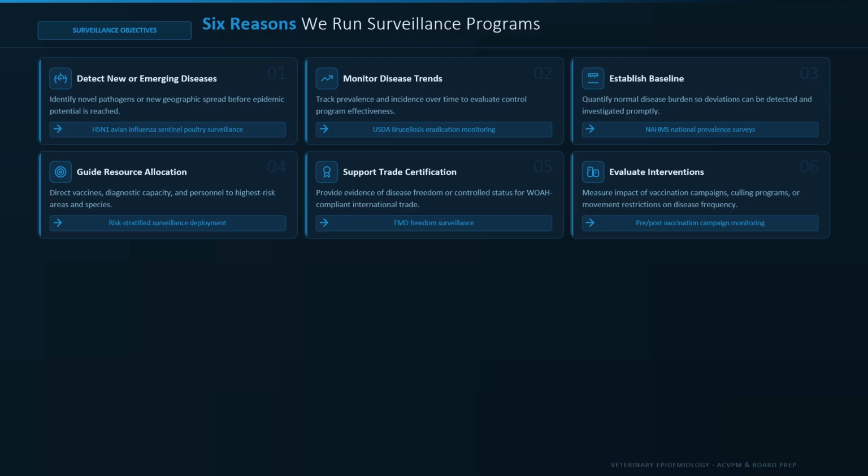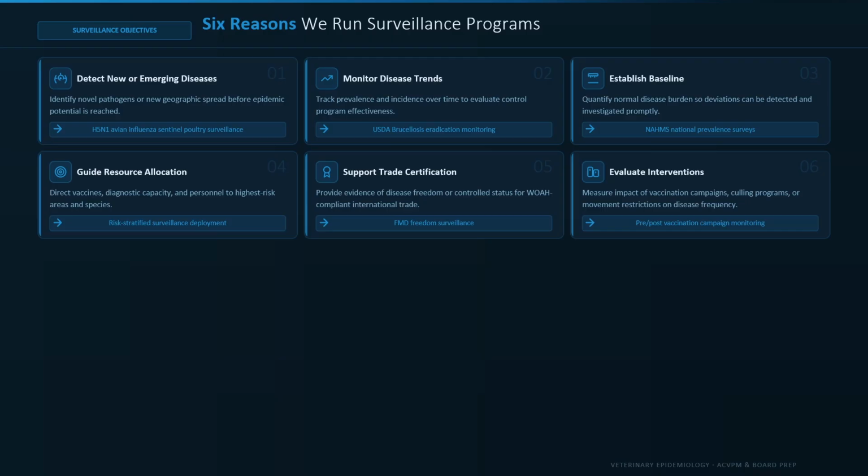The first is to detect new or emerging diseases, catching a novel pathogen or a new geographic spread before it ever reaches epidemic potential. The H5N1 avian influenza sentinel poultry programs are the classic case. We deliberately watch a sentinel population so the virus shows up on our radar early.